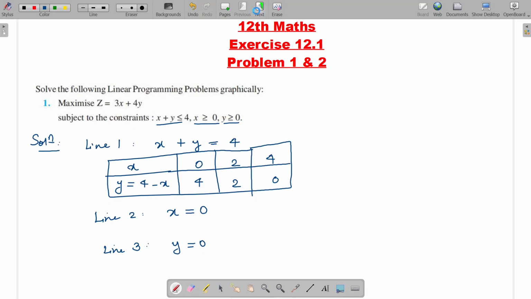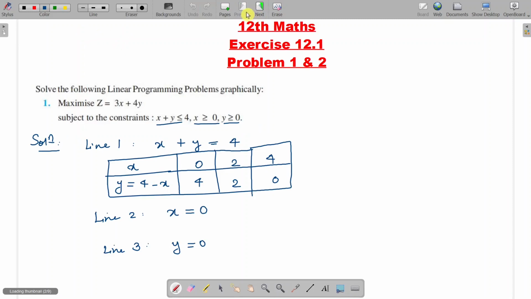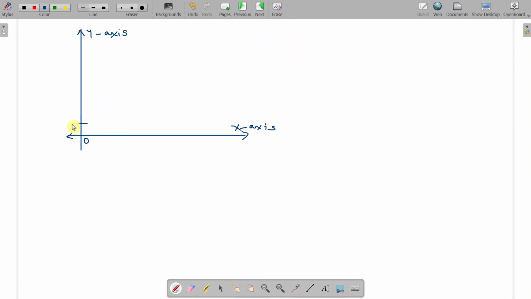Now let us plot this line on the coordinate axis. So suppose this is the x axis, this is the y axis. This is the origin, this is the x axis and this is the y axis. Let us take the points. So that is 1 here, 2, 3, 4, then 1, 2, 3, 4. Now let us plot the lines.